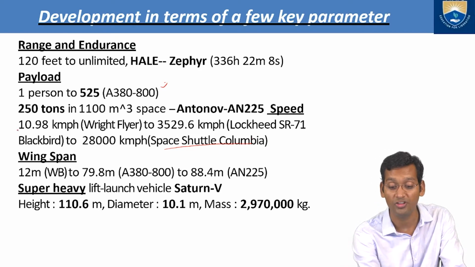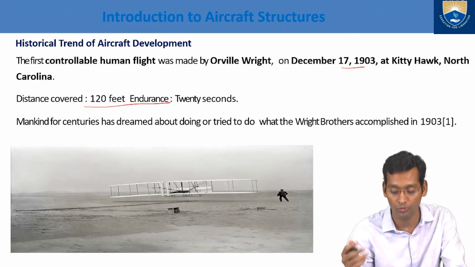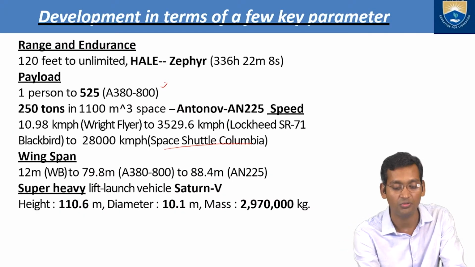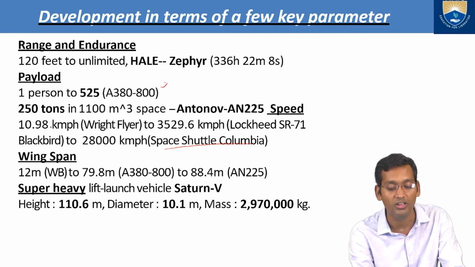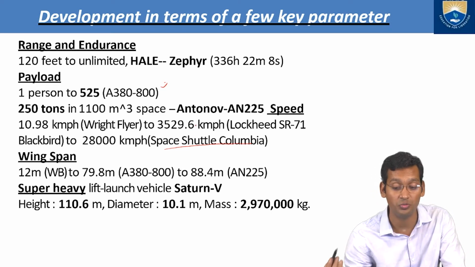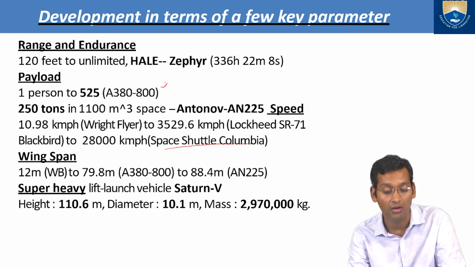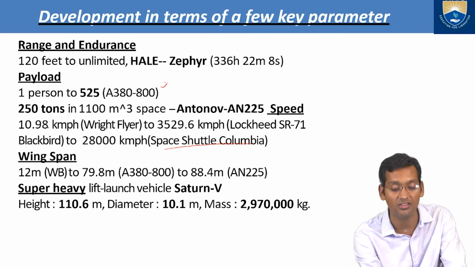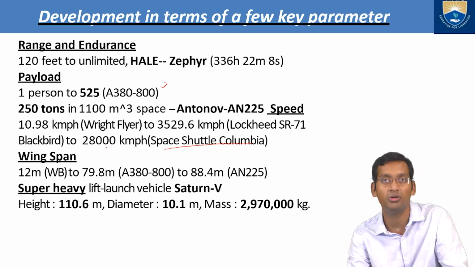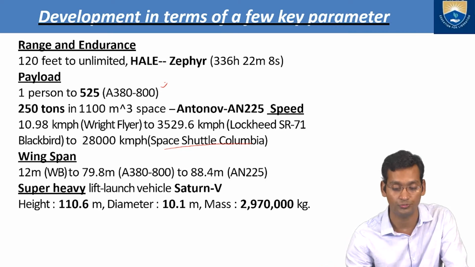So now just see, from there to here, with this what we are doing, we are improving. So from 10.9 kilometer per hour we reached 3,530 kilometer per hour, and in case of a space shuttle we reached even 28,000 kilometer per hour. So from 10.98, that is 11 kilometer per hour, to 28,000 kilometer per hour we achieved. Even we can do further more also. So improvement is going on.